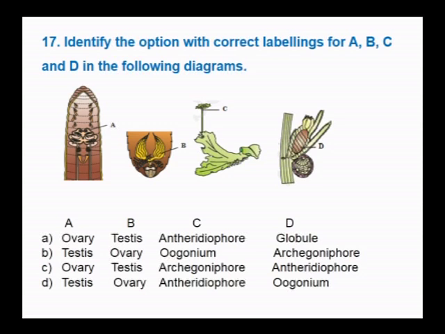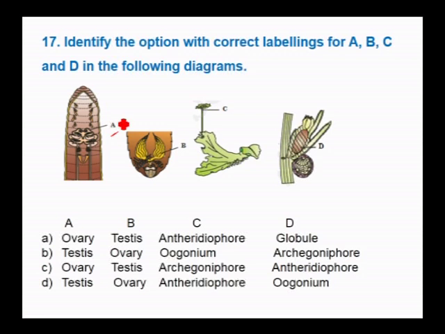Identify the option with correct labeling for A, B, C and D in the following diagram. See, to answer these types of questions, you need to be thorough with the diagrams. You need to be thorough with all the diagrams in your textbook, both first PUC and second PUC textbook. See here, A represents the testis. As you know, it is the reproductive system of the earthworm which has both ovaries and testes. It is a hermaphrodite. Though the earthworm is a hermaphrodite having both testes and ovaries, it will not show self-fertilization. It goes only for cross-fertilization because testes mature earlier than the ovaries. Protandry condition. Therefore, it fertilizes only by cross-fertilization, not by self-fertilization.